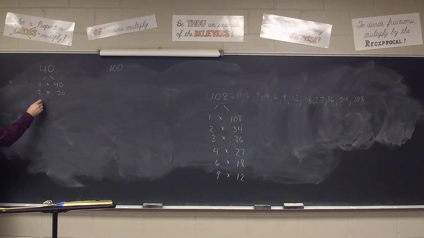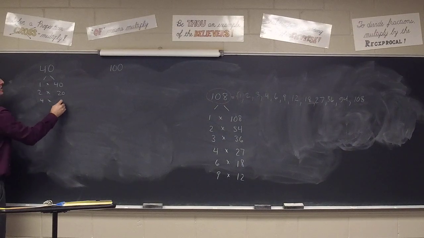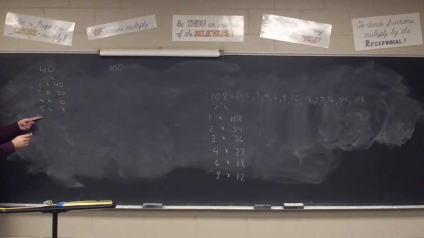Does 3 go in? No, the sum of the digits doesn't add up to something divisible by 3. Does 4 go in? Yes, obviously, 4 times 10. Does 5 go in? Yes, 5 times 8. Does 6 go in? No, 3 didn't. 7 doesn't. There's already an 8.